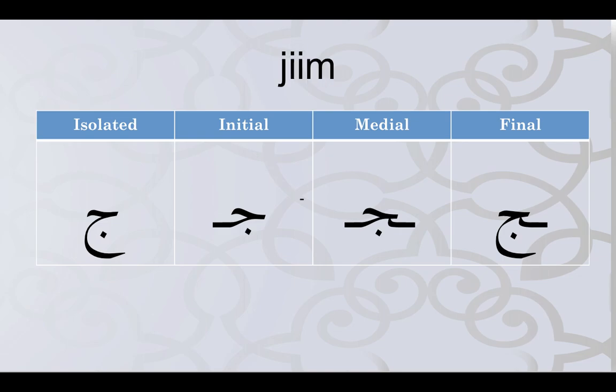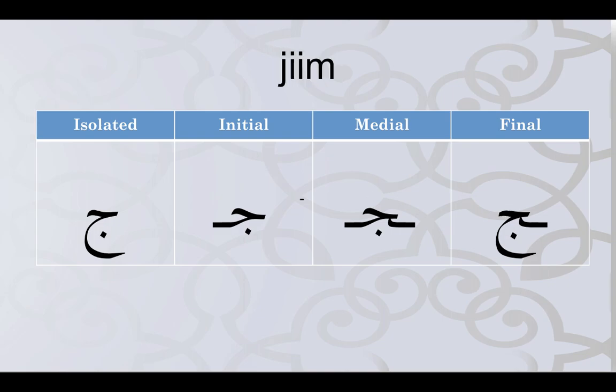Jim, Ha. So if you remember, Jim has a dot below it, whereas a Ha does not. So just remember, when it's Jim, it has a dot on it. When it's a Ha, it does not. Other than that, the 2 letters are almost identical in their isolated, initial, and medial format. This is the Jim, this is the Ha. No difference between the 2 as far as their writing is concerned. The only difference is the dot: there's a dot on the Jim, there is no dot on the Ha.